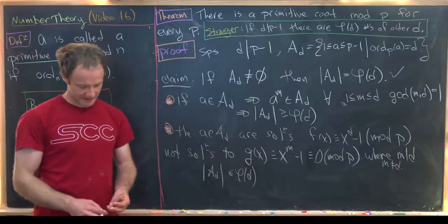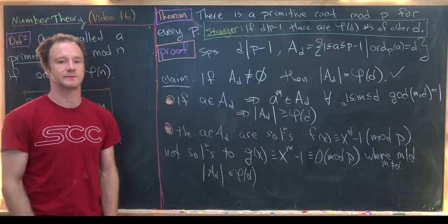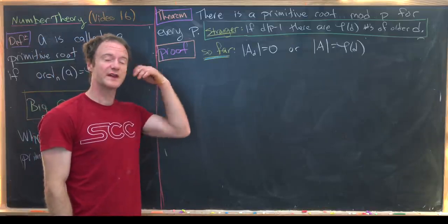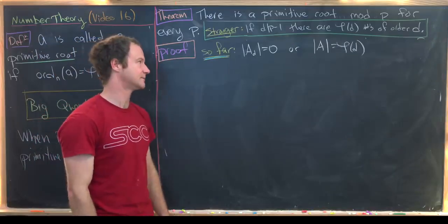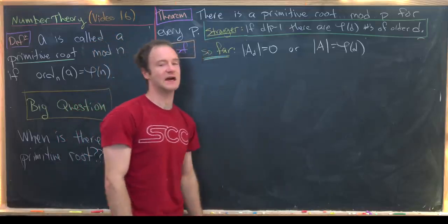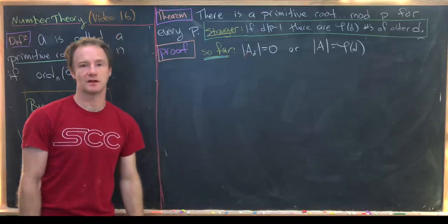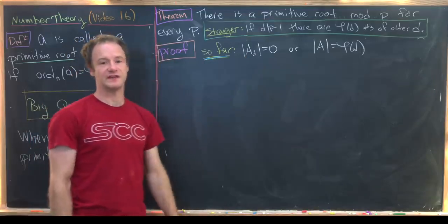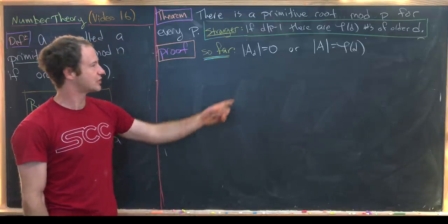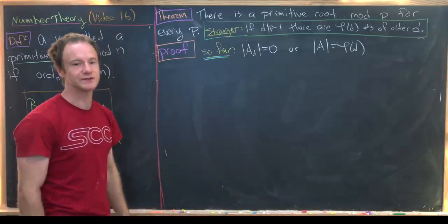Okay, so now that we've taken care of that, let's maybe clean up the board a little bit and we'll move on to the next step. Okay, so let's see where we are so far. We constructed these sets A sub d, and we showed that if they are non-empty, they have phi of d elements. But that means they are either empty, i.e. have 0 elements, or have phi of d elements. We want to show that this is an impossibility. Okay, so how can we do that?